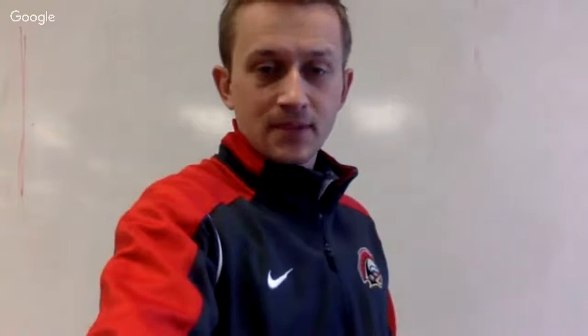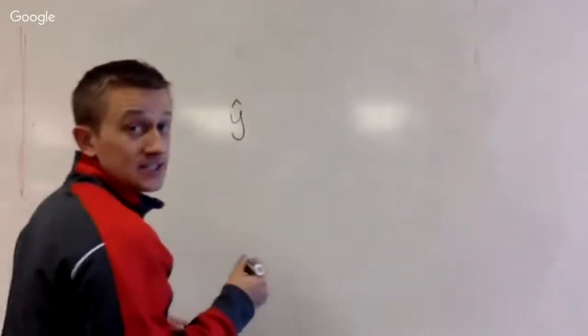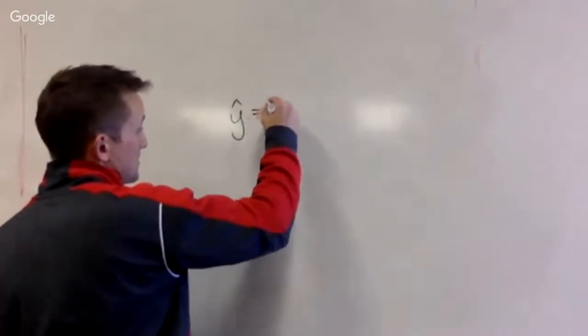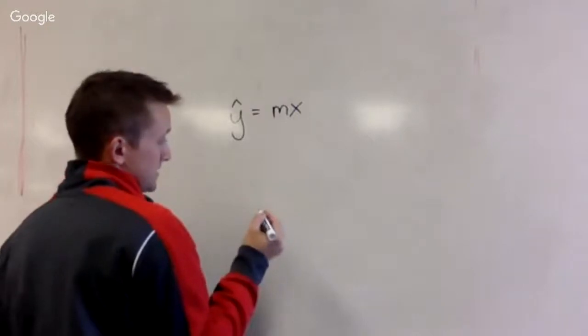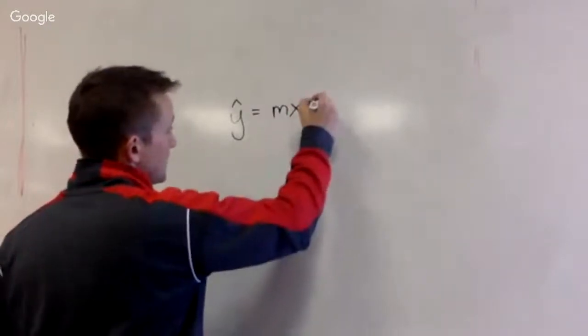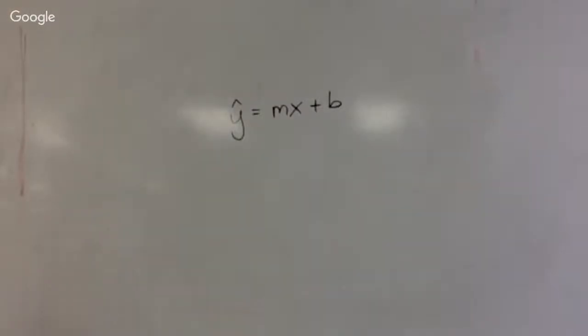Can you just write the formula for the least squares regression line again? Yeah, absolutely. Y hat, which is the predicted value of y, equals my slope, which is m, times x. X is the variable, and m is the slope, plus b. So it's kind of like y equals mx plus b.